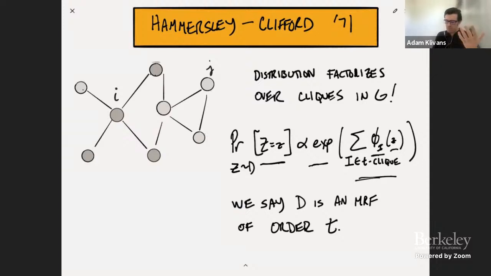Okay, so it could be that the T cliques are very large and that you have an MRF of very high order, or it could be that the PDF only depends on cliques of size 2, namely edges, in which case we call those distributions Ising models. So these are called Markov random fields of order T. They factorize in this very, very nice way.